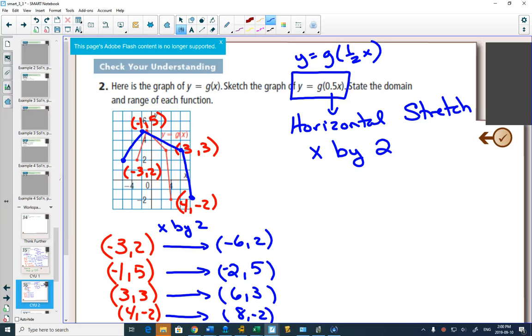Okay, read the question again. State the domain and range. For our red one, this time I will use set notation. My smallest value is -3 less than or equal to x, and in my red graph, my biggest value is 4. And my range, my smallest value is -2 less than or equal to y less than or equal to 5, the largest y value.